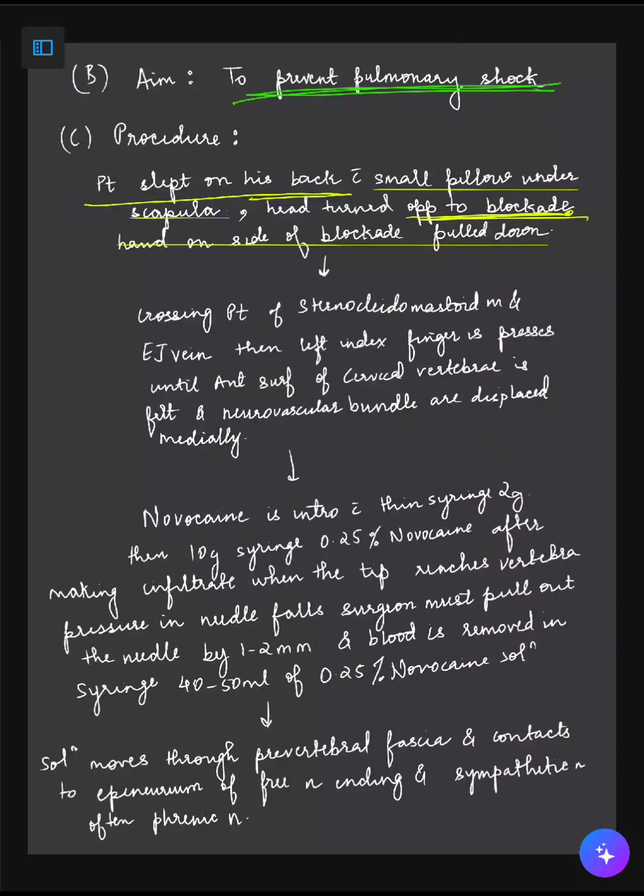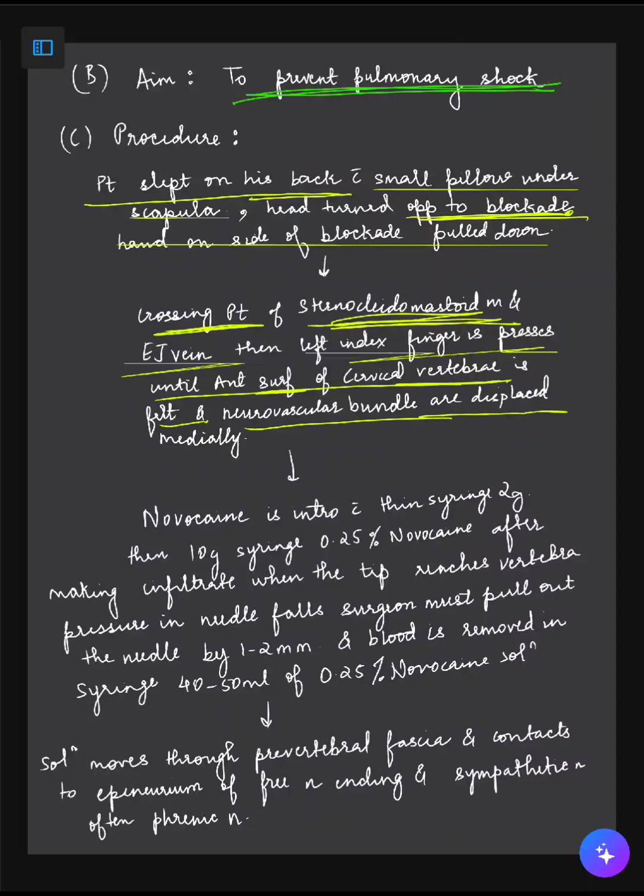Fine. Now, what should we see? There is a crossing point of the sternocleidomastoid muscle and external jugular vein. We should check that crossing point. Then the left index finger is pressed until the anterior surface of the cervical vertebrae is felt and the neurovascular bundles are displaced medially. Now just imagine what the surgeon is trying to do.